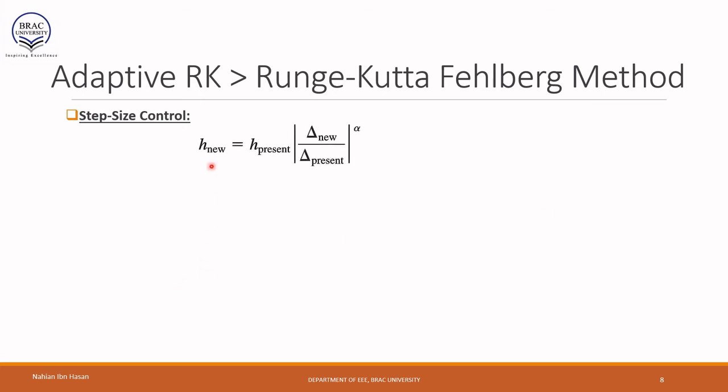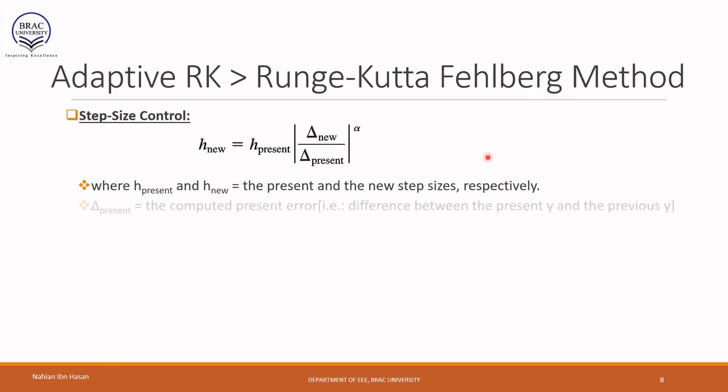How are we going to control the step size? Since this is an adaptive approach, we have to change the value of h continuously. That value of h can be changed by this formula: h new is equal to h present multiplied by the ratio of delta new by delta present to the power alpha. There are lots of terms in this equation. Here h present represents the present step size, and h new represents the new step size that is going to be used in the next iteration, for the next data point.